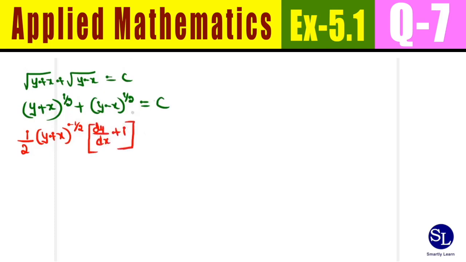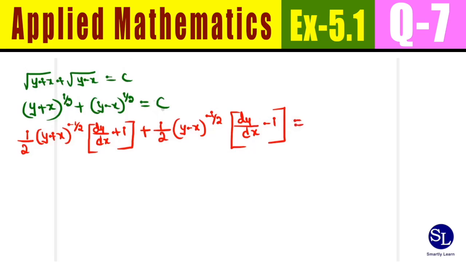Now let's do the same thing for the second term. So this is plus half into y minus x to the power minus half. I need to differentiate y minus x, which is nothing but dy by dx minus 1. Now to the right side, differentiation of c is a constant, so here it is 0. Now I'm going to do a term-wise multiplication. That is, I'm going to multiply this term first with dy by dx, then with 1. We will do it for both the terms.